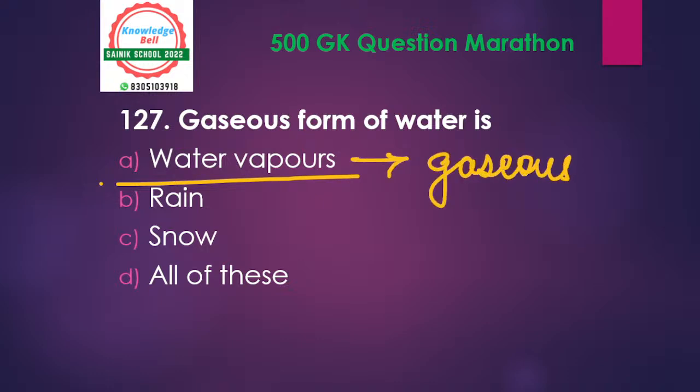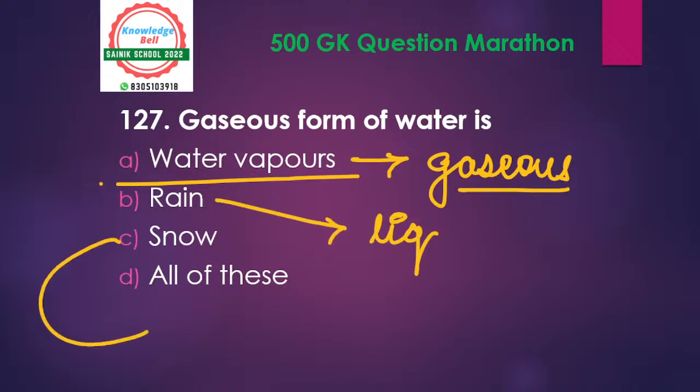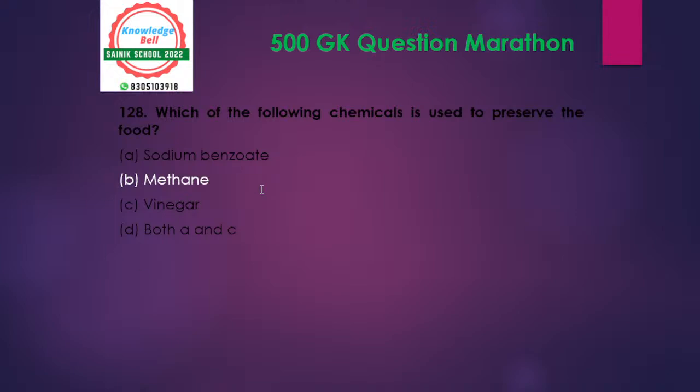Okay, what is the gaseous form of water? Water vapors. When we will have a look here, rain kya hai? Rain is the liquid form of water. What is snow? Snow is the solid form of water. So we must keep this in mind.